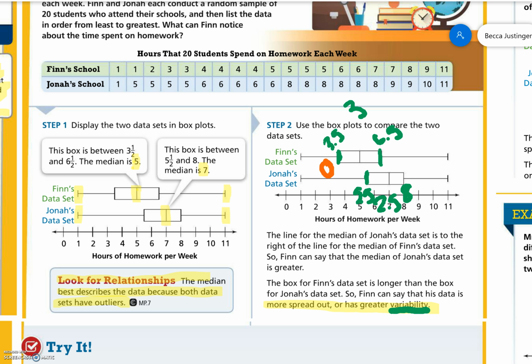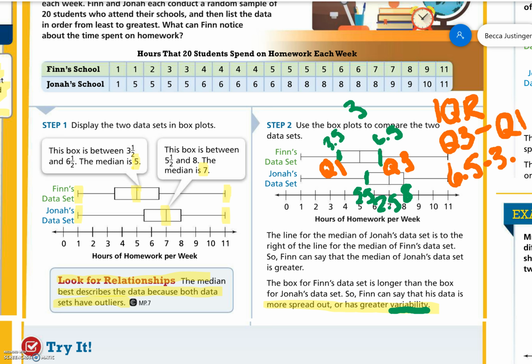Remember I talked about this is Q1 and this is Q3. Range is the highest minus the lowest. So the interquartile range, or IQR, is always going to be quartile 3 minus quartile 1, which we did. 6.5 minus 3.5 to get 3. And then we did 8 minus 5.5 to get 2.5. So the IQR, interquartile range, helps us find variability.